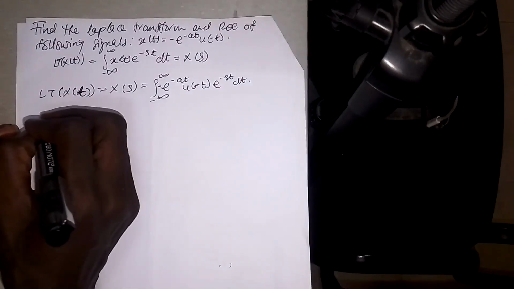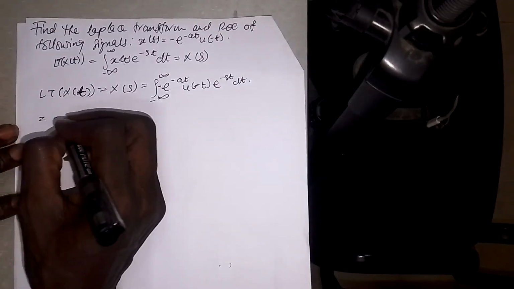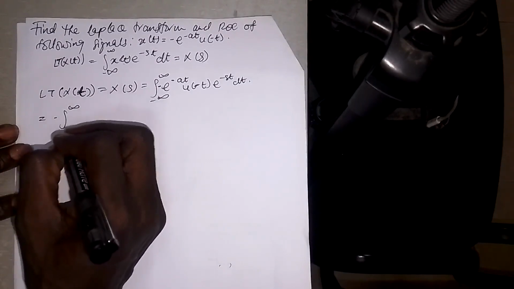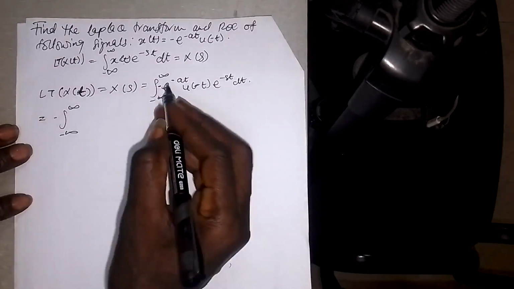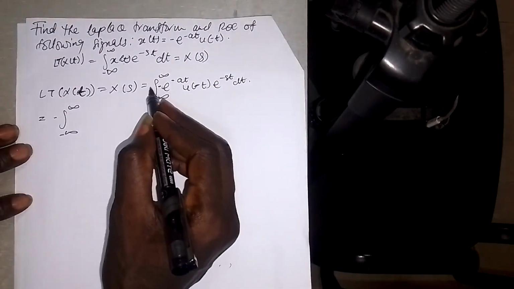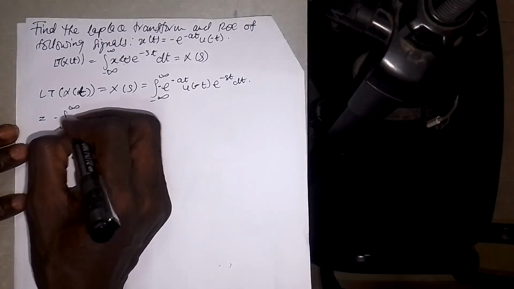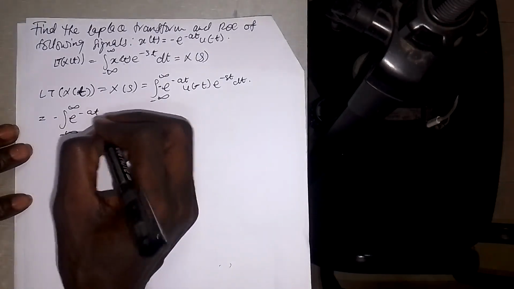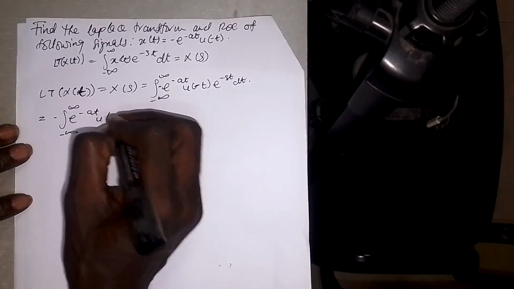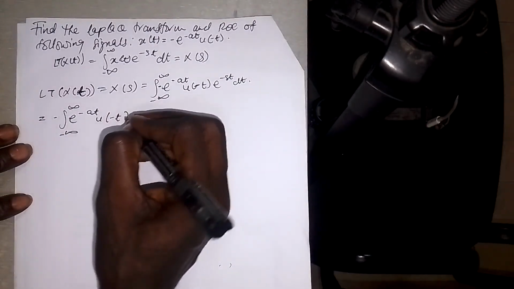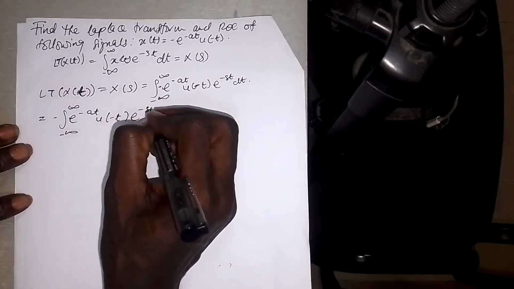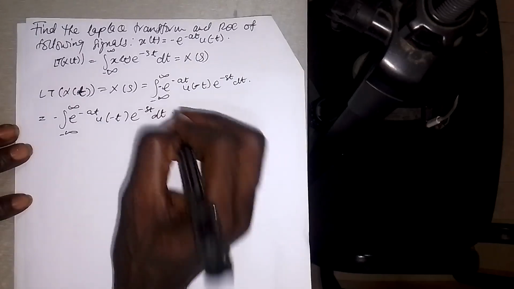So what we can do is say that this is equal to minus, the integral from minus infinity to infinity. I'm bringing this minus outside. So it will become e to the power of minus at, times u of minus t, times e to the power of minus st dt.